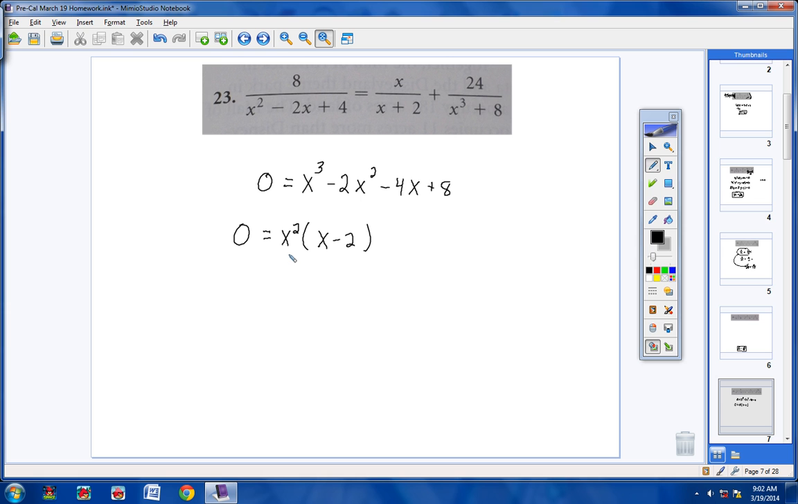Let's check our work and see. X squared times x is x cubed, x squared times negative 2, negative 2x squared. Now, let's pull out what's common down here, in these last two terms. Whatever sign is here, positive or negative, you always put that right here, okay? Now, I'm going to pull a 4 out of both of these, and I'm not sure what I'm going to get.